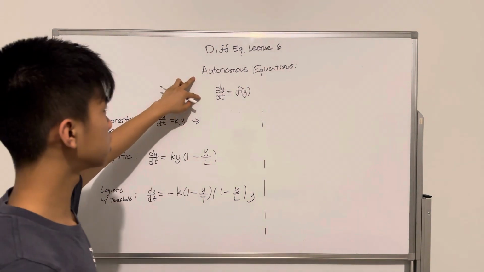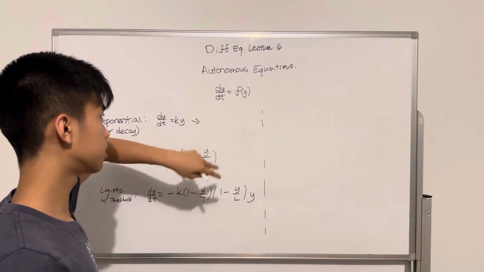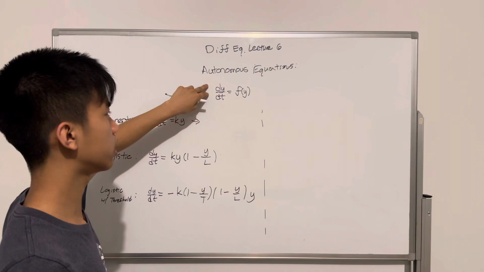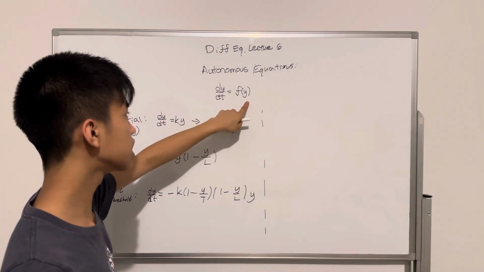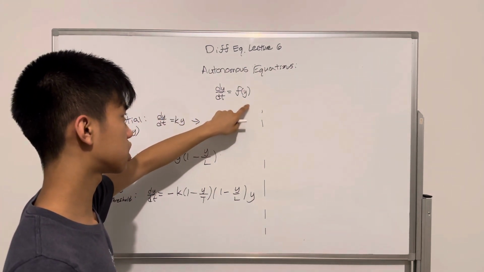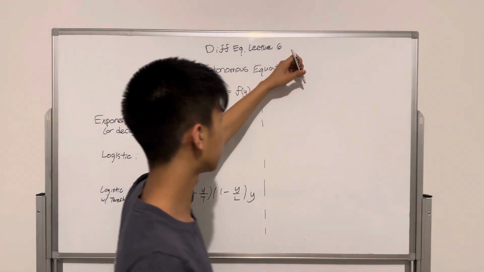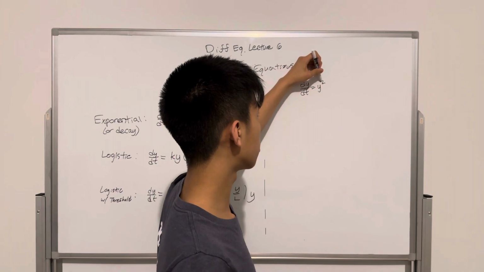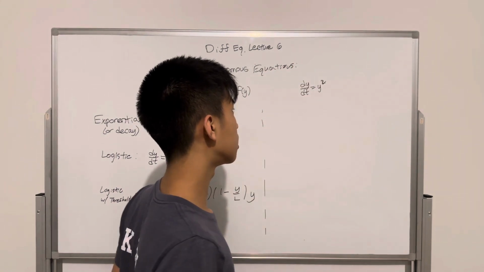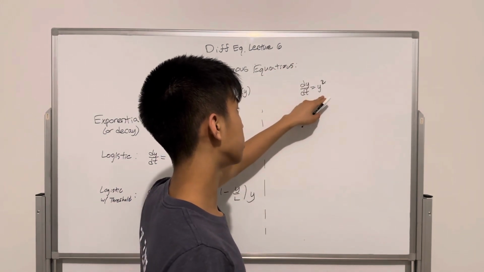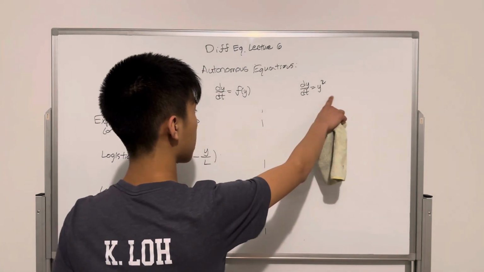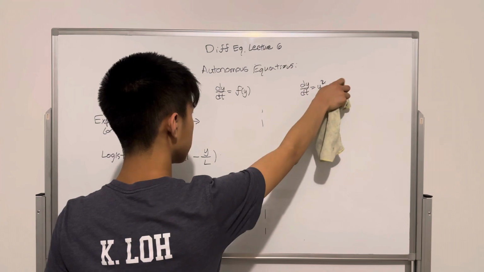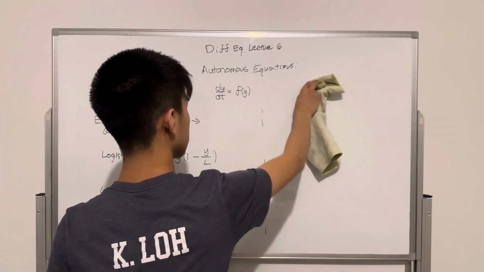So first of all, what is an autonomous equation? Well, an autonomous equation is where the rate of growth of a population, or I guess the rate of change of y, is completely independent of t. It's just dependent on y. So for example, if we have dy/dt equals y squared, doesn't matter where t is at, it just matters what y is. So the growth of the population would just matter completely on what y is. T doesn't matter in this case.